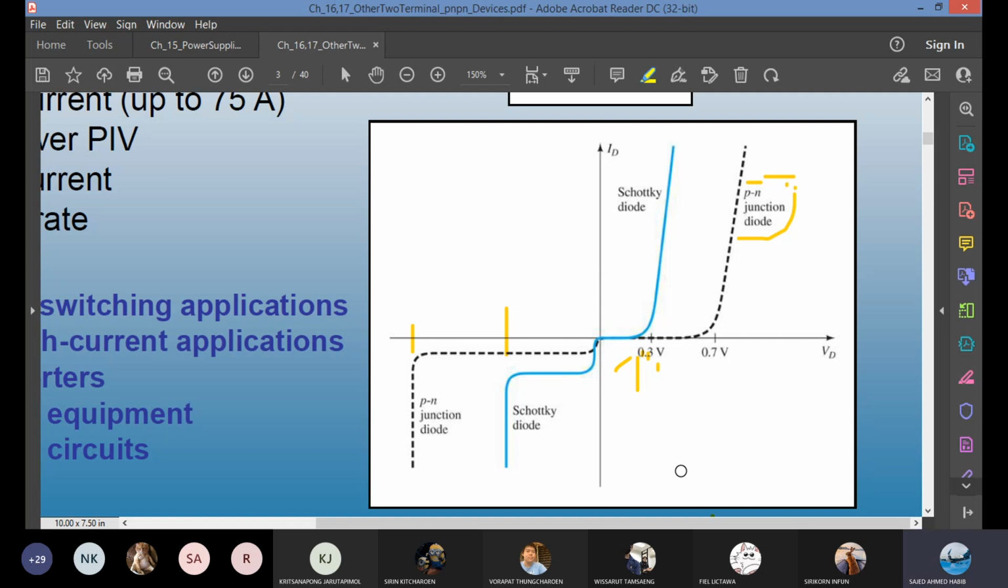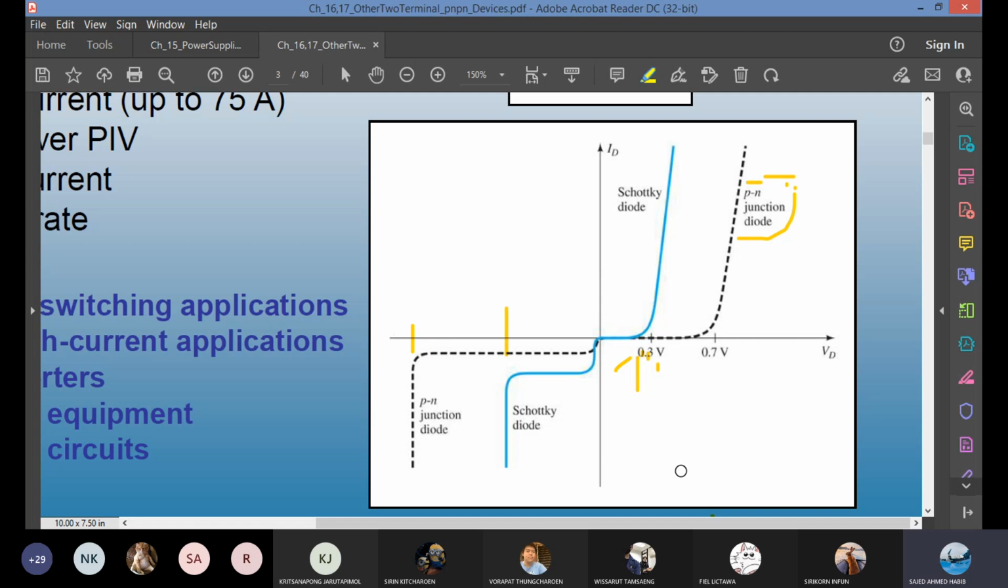So why can it conduct early in the forward bias? Because the barrier at the junction for a Schottky diode is less than that of the PN junction diode. And this applies to both forward and reverse situations.